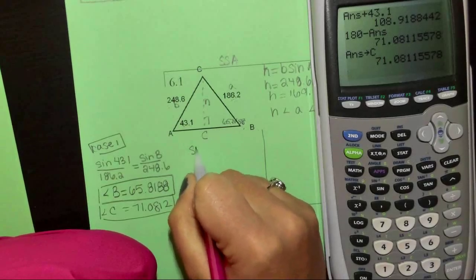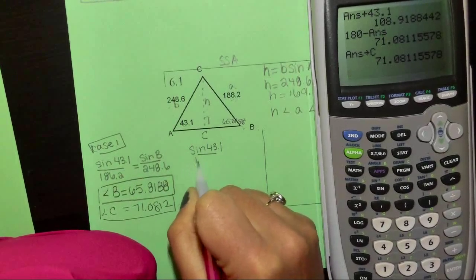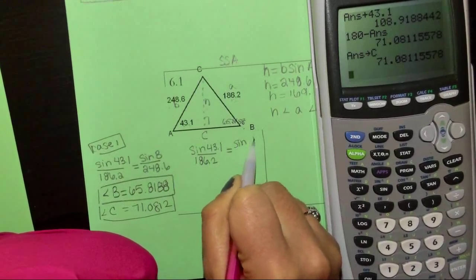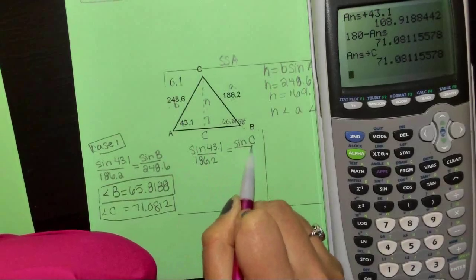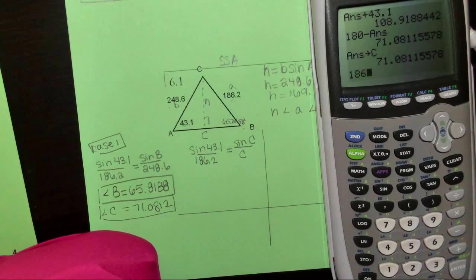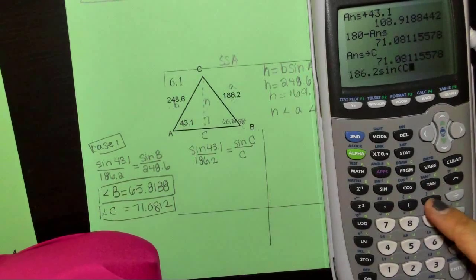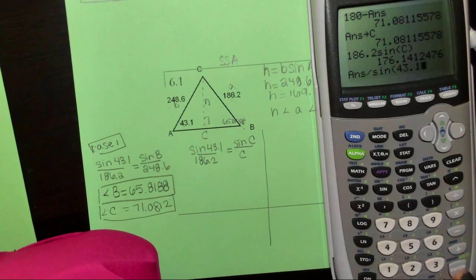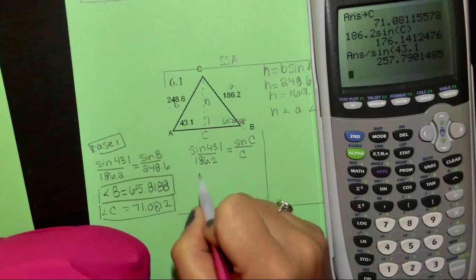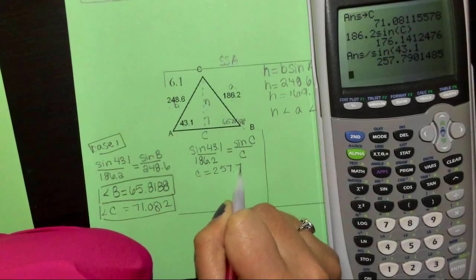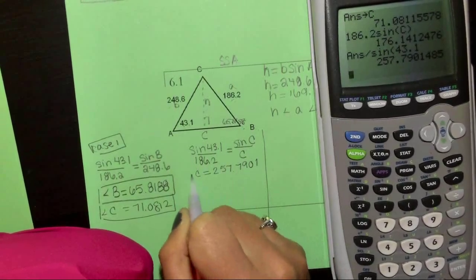Okay, so that's set in there. So we'll have the sine of 43.1 over 186.2 equals the sine, I'm going to use capital C so I don't have to write that out, over C. So when you cross multiply, 186.2 sine of alpha C, so it's plugging that angle 71 in there, and divide that by the sine of 43.1. So our side C is going to be 257.7901.